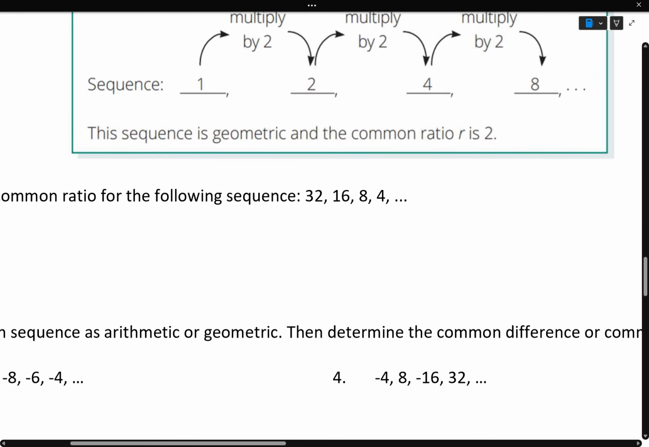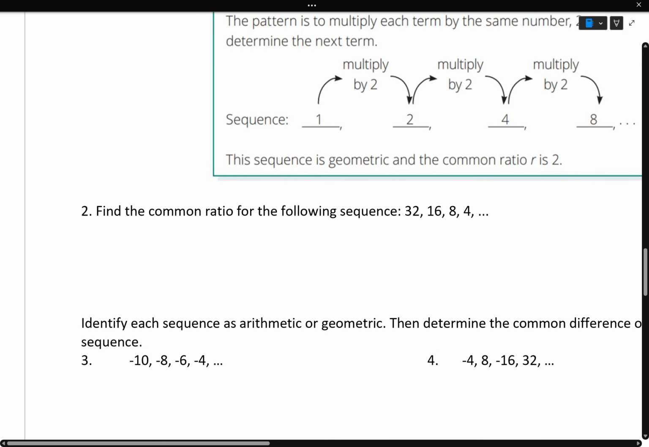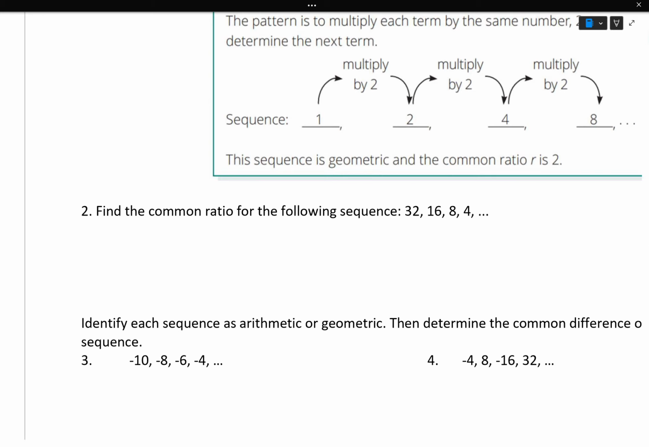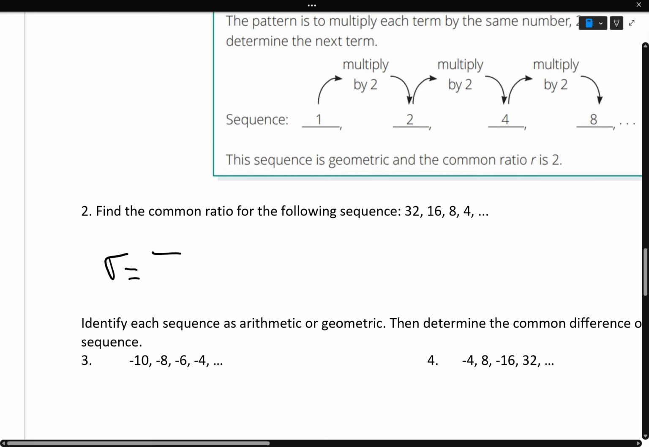Let's find the common ratio to the sequence. Now let's say you're not good at mental math. How would you find this? You would find it by doing R equals term 2 divided by term 1.